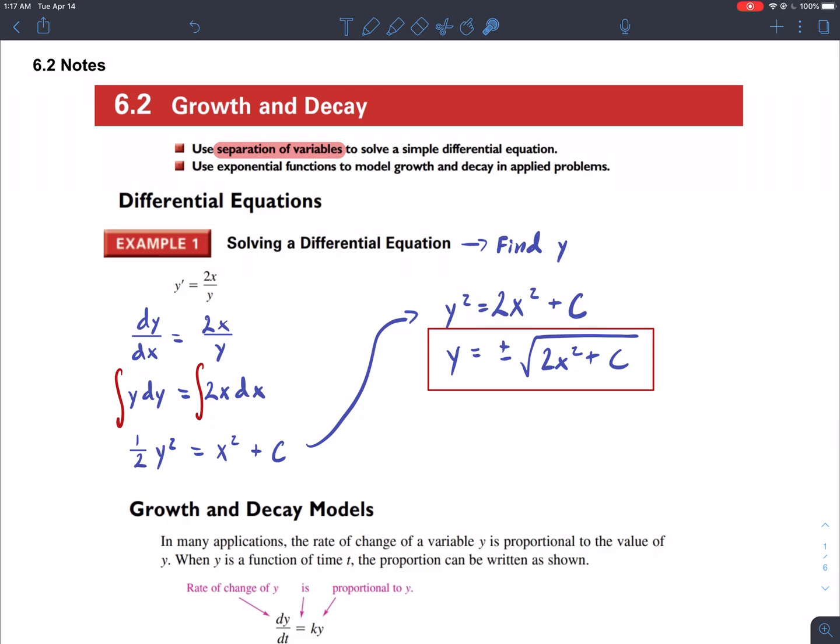The second note is I didn't necessarily have to solve this for y. If this was a multiple choice question or something, some problems would have c solved for.